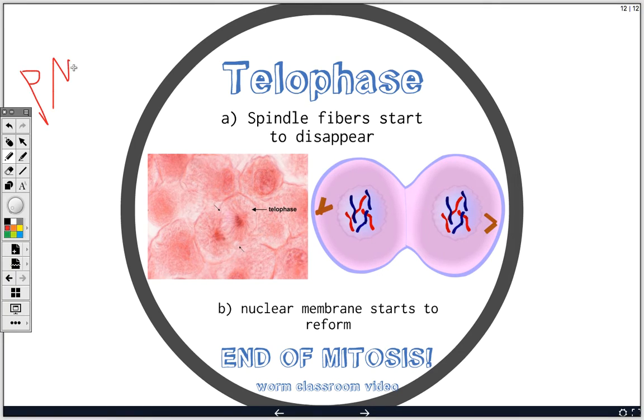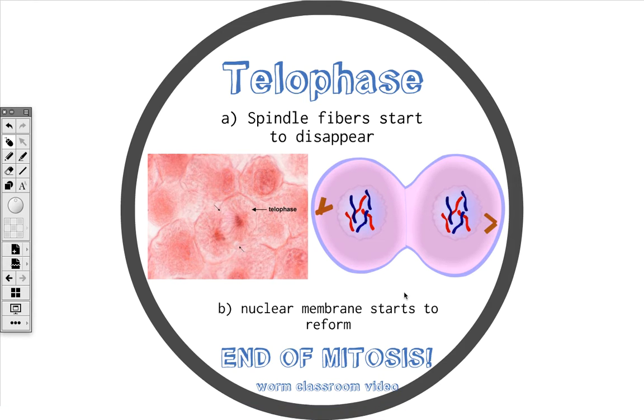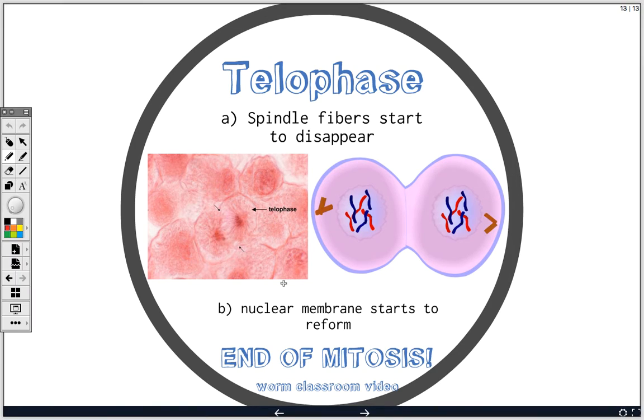In telophase, we are now on this T of PMAT. In telophase, the spindle fibers begin to disappear. So those fibers coming from these centrioles begin to disappear. And lastly, the nuclear membrane of each side now begins to reform.